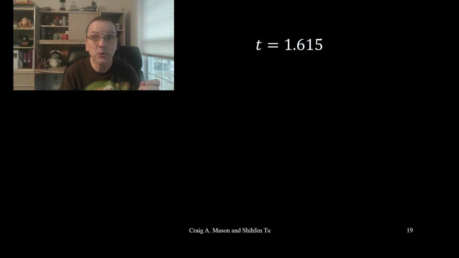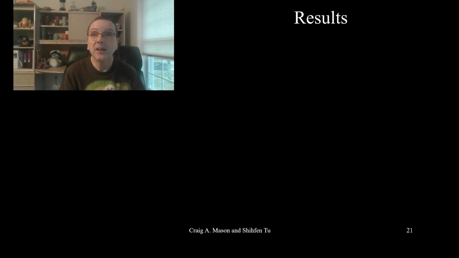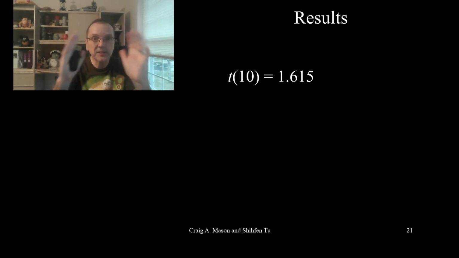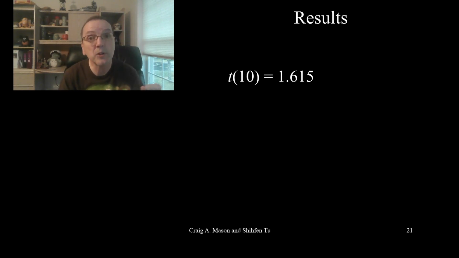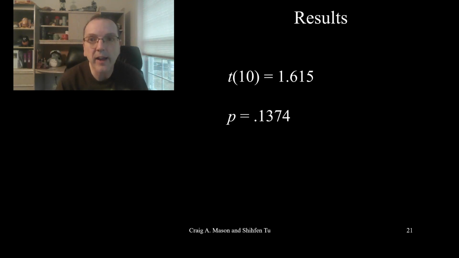We're almost there. Now we just need the degrees of freedom, which is equal to n1 plus n2 minus 2, which is 6 plus 6 minus 2, or 10 degrees of freedom. Great. So let's write up the results. Our t, with 10 degrees of freedom in parentheses, is equal to 1.615. If we look that up with a calculator, we see that our p-value is 0.1374. Remember, that's the two-tailed p-value for both tails.